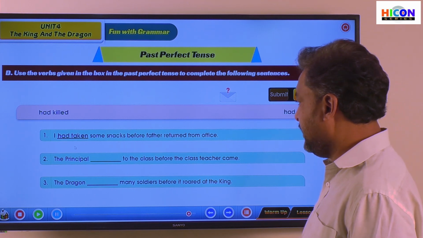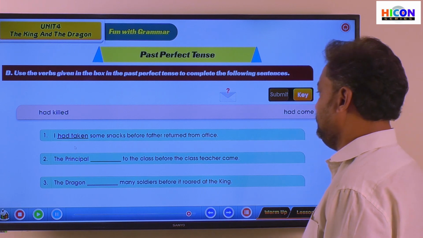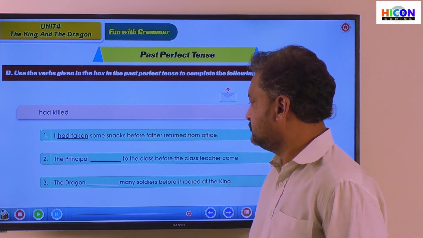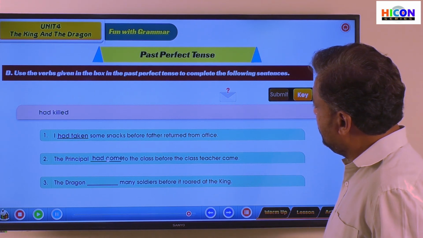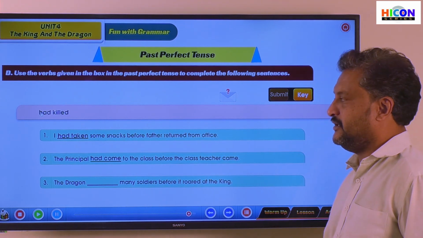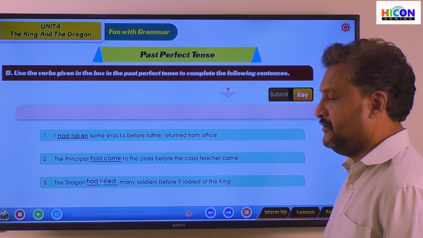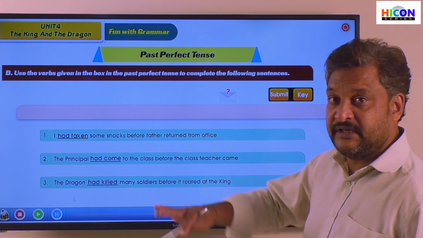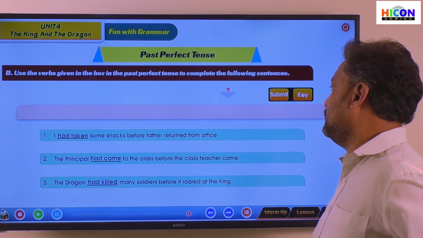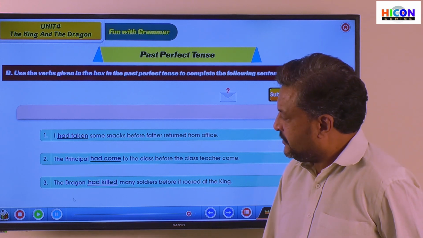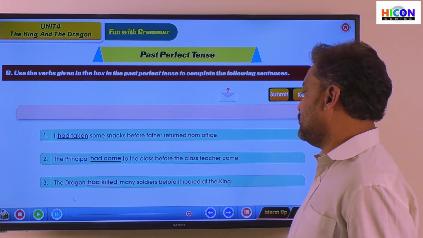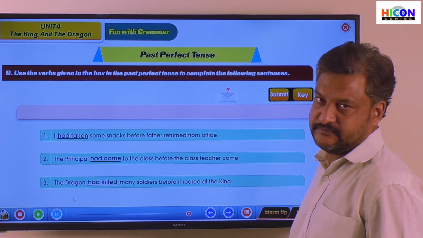The principal dashed to the classroom before the class teacher came. The principal had come. And the dragon had killed many soldiers before it roared at the king. Yes, even before roaring at the king, the dragon started the process of killing. Right. So I had taken some snacks before father returned from office. The principal had come to the class before the class teacher came. The dragon had killed many soldiers before it roared at the king.